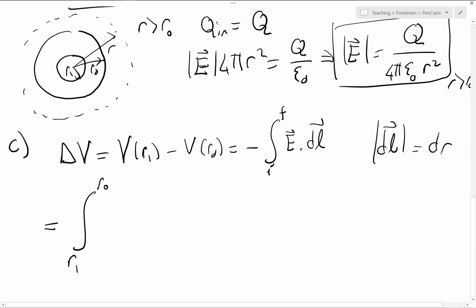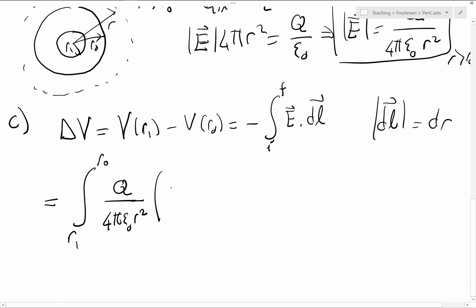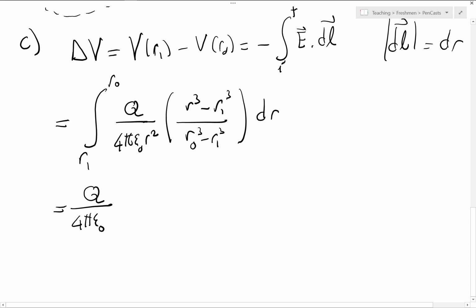It's what we have actually calculated there: Q over 4 pi epsilon 0 r squared, times, but now I have two terms, r cubed over R0 cubed minus R1 cubed over R0 cubed, dr. So this is actually not a very hard integral to calculate. Q over 4 pi epsilon 0, these are just constants. I took them outside the integral.